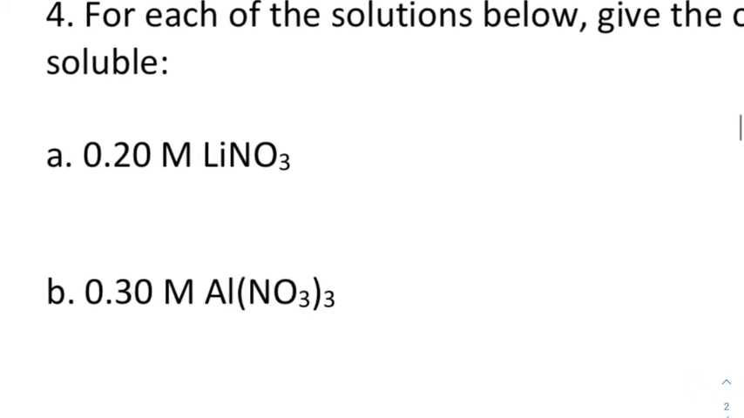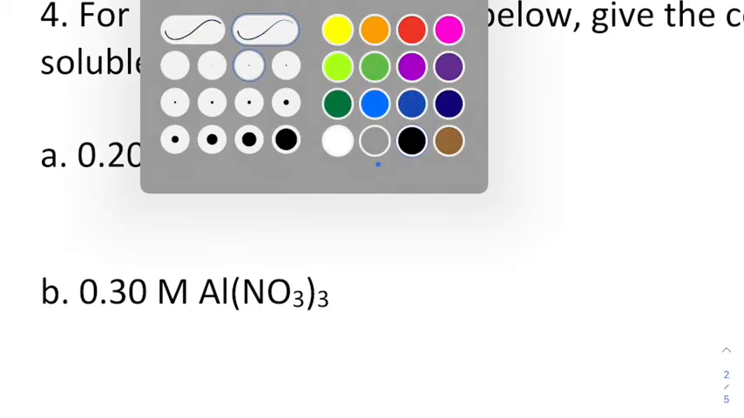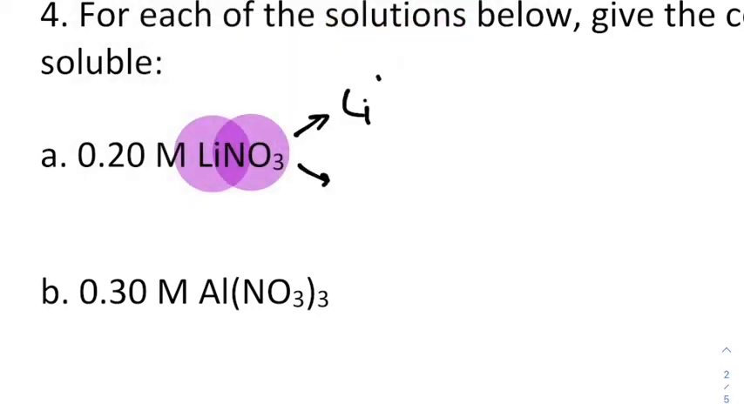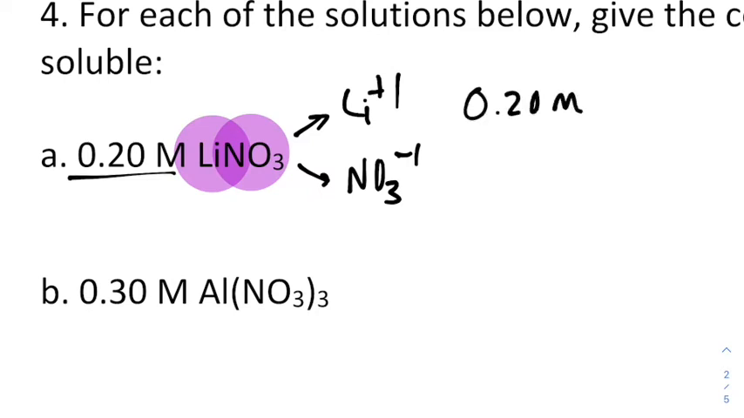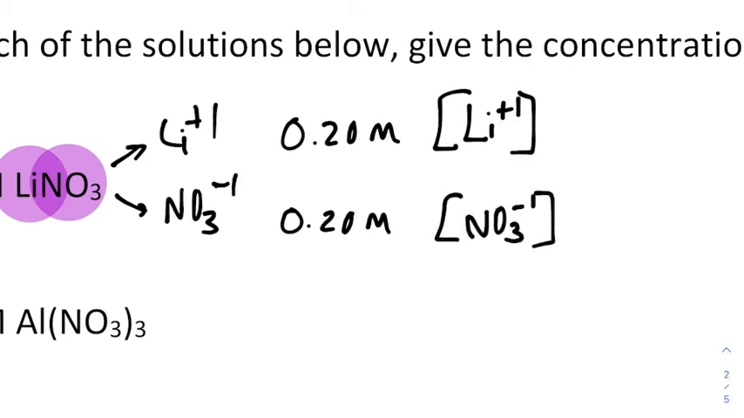So if it's a unicycle, it's very simple. And this one here, letter A, is a unicycle. How do I know? Because it's made of 2 parts, the lithium part and the nitrate part. So when this guy breaks up, he breaks into a lithium with a +1 and a nitrate with a -1. So if it's 0.2 molarity, that means it's going to be 0.2 molarity for the lithium, and it's also going to be 0.2 molarity for the nitrate. And we usually represent those with brackets around the substance. And the brackets mean molarity.